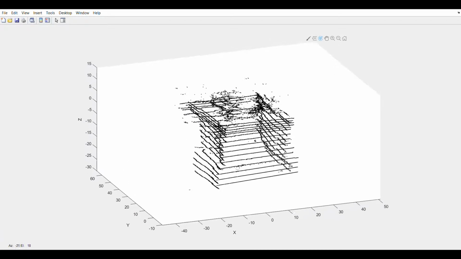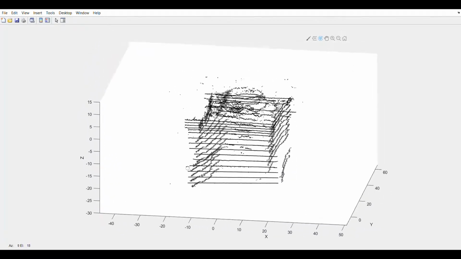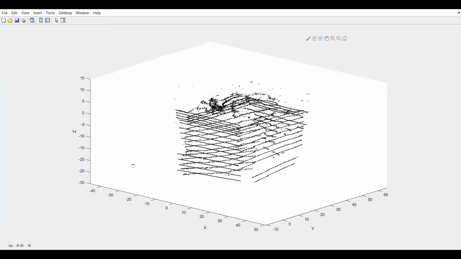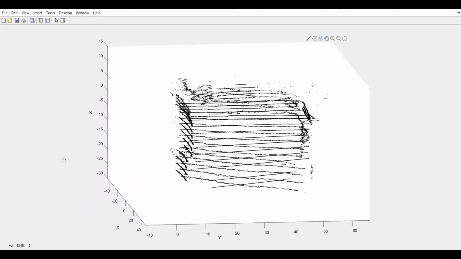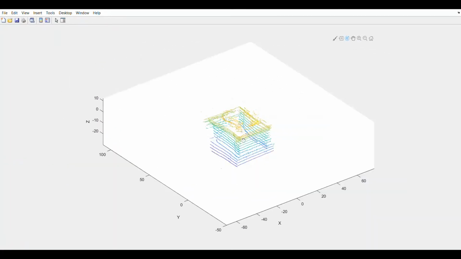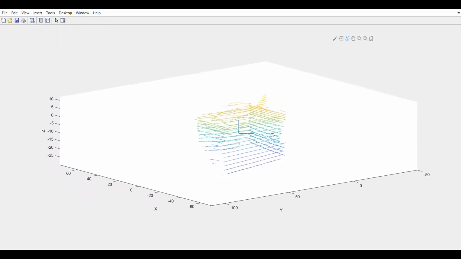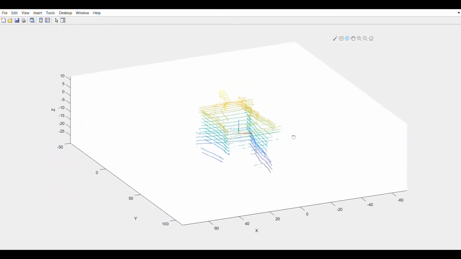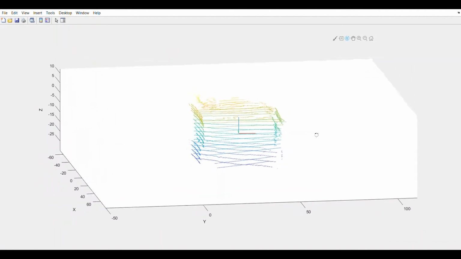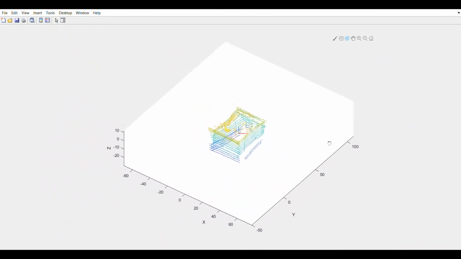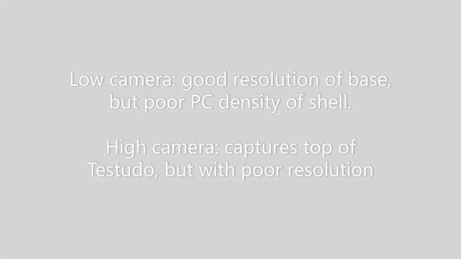My point cloud is a pretty good representation of Testudo. The points have similar dimensions and proportions as the real statue. The one downfall of my dataset is the hole in the top of Testudo. This is due to the low height of my camera. However, it was a trade-off. When I had my camera positioned higher, I couldn't get a very dense point cloud due to the limited resolution of my angle measurement app.